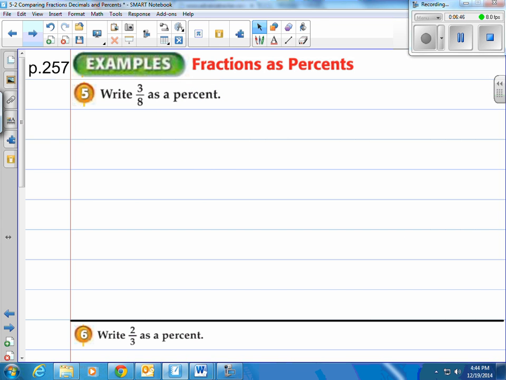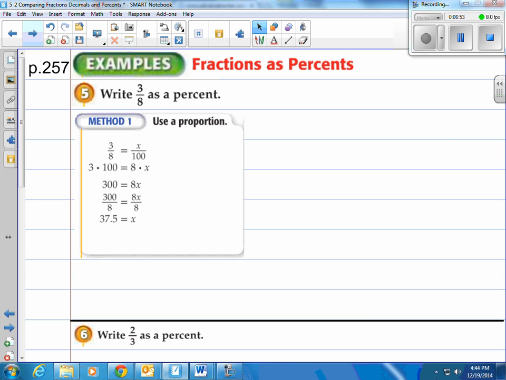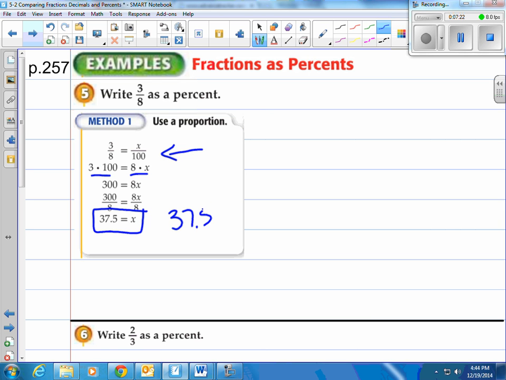All right, how about fractions as percents? How do we take a fraction and change it to a percent? Well, here's the first method. It says use a proportion. We know that percent means out of 100. So you literally, if you look here, take 3/8 and set it equal to something out of 100, which means percent. Then you cross multiply, 3 times 100 and 8 times x, divide by the 8 in the end, and you get 37.5. And that would be 37.5%.